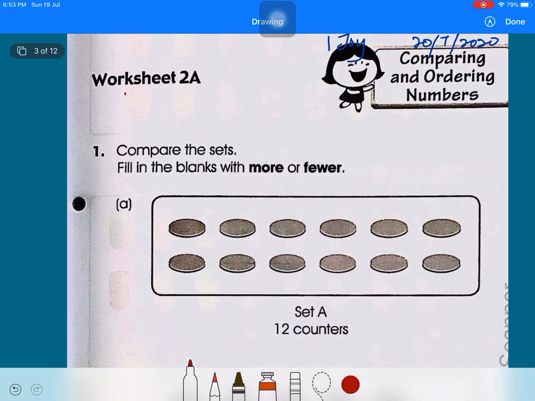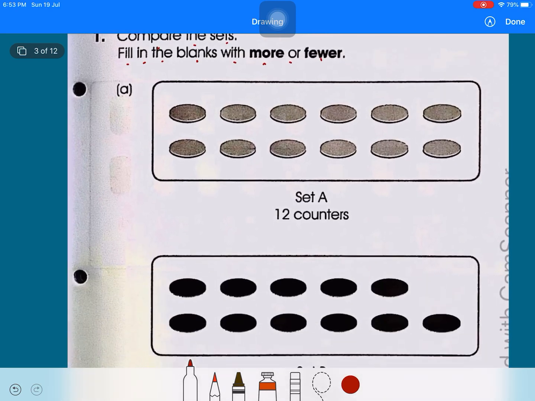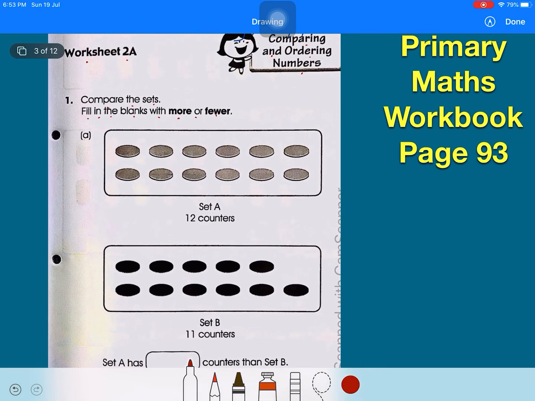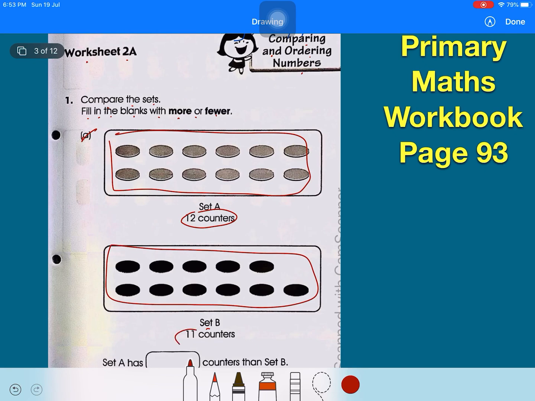Worksheet 2A, like a revision: comparing and ordering numbers. Compare the sets and fill in the blanks with more or fewer. We start from exercise A. There are two sets of pictures here. The first set, set A, has 12 counters. This one is set B, and set B has 11 counters.